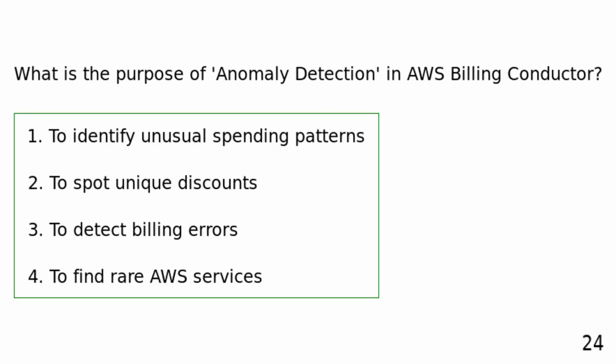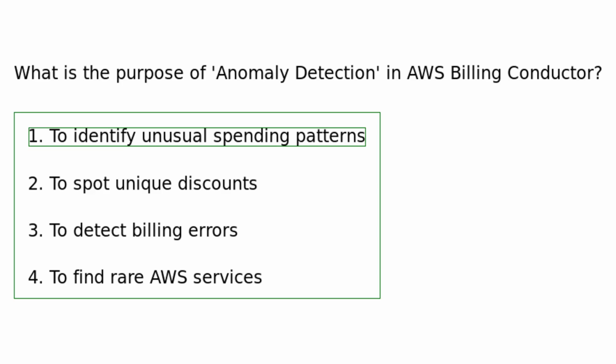What is the purpose of anomaly detection in AWS Billing Conductor? To identify unusual spending patterns. To spot unique discounts. To detect billing errors. To find rare AWS services. Anomaly detection in AWS Billing Conductor identifies unusual spending patterns, alerting users to potential issues or unexpected costs.